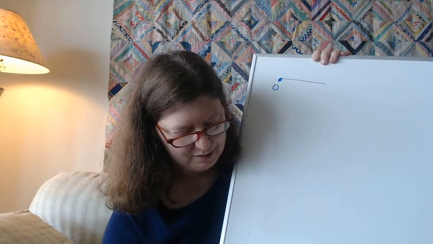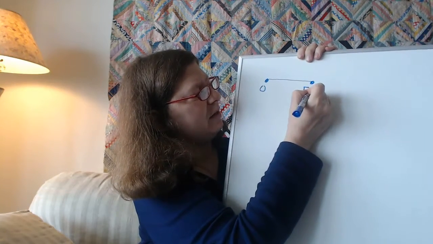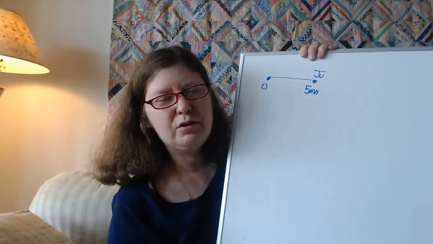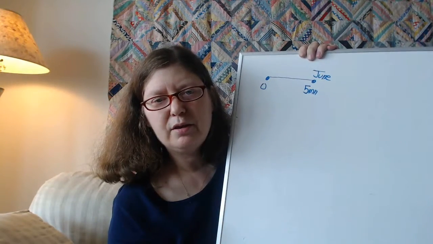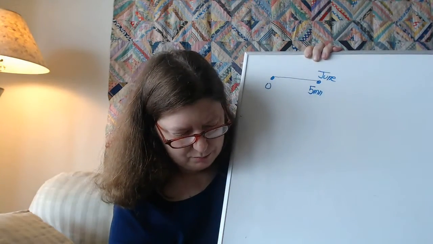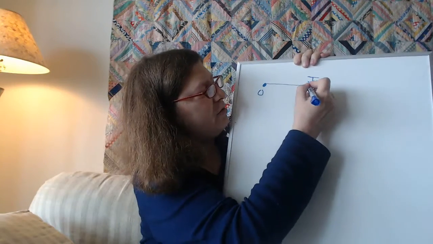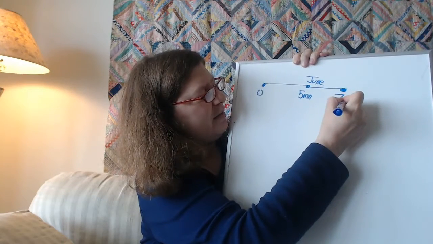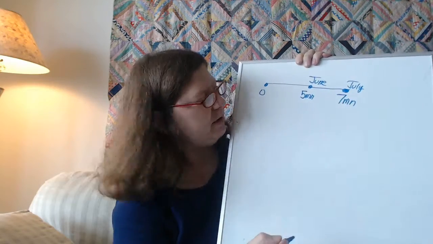June started 5 minutes later. So at 5 minutes, June started. Okay? 5 minutes. July started 2 minutes later. So at the 7-minute mark, that's not proportional, but at the 7-minute mark, July started. Right?